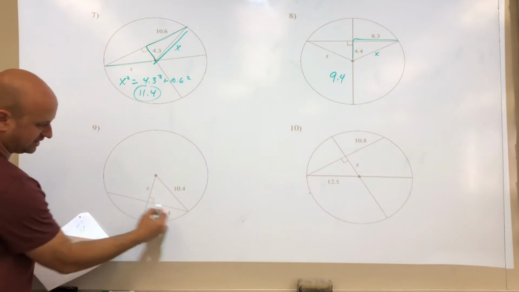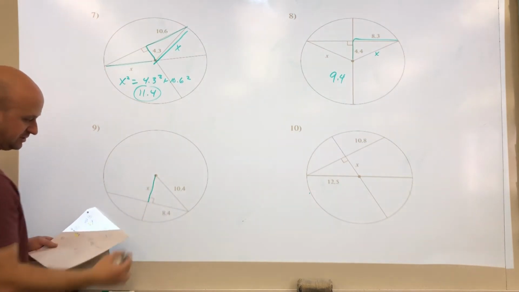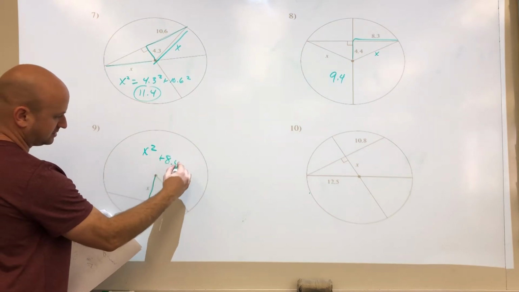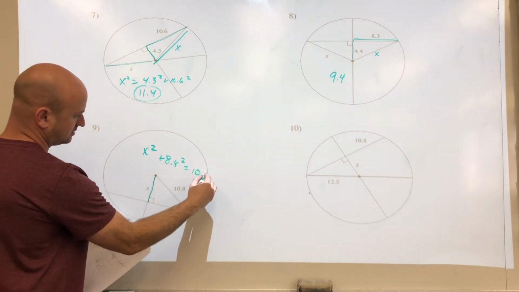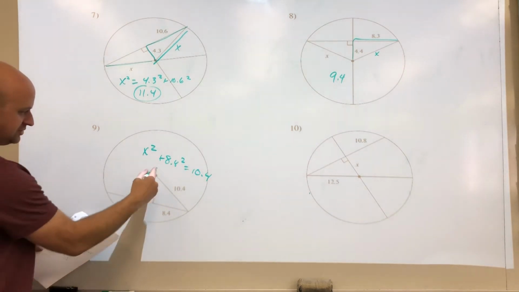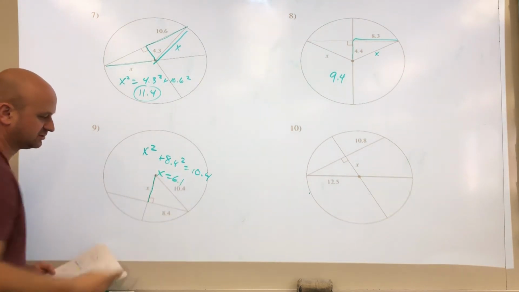All right, over here we have 8.4 and 10.4, so they want you to find this value. All right, this one's going to be done a little bit differently, where we set it up that way and subtract it, and you should get a value of x equaling 6.1.